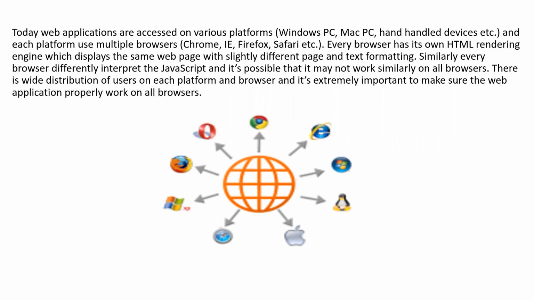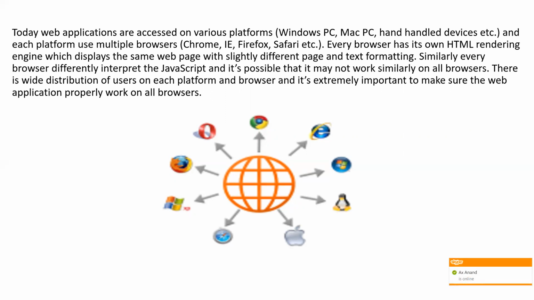Today, web applications are accessed on various platforms. As I told you, Windows PC, Mac PC, handheld devices like iPad and iOS, and Android devices, and each platform uses multiple browsers like Chrome, IE, Firefox, Safari, etc. Every browser has its own HTML rendering engine, which displays the same web page with slightly different page and text formatting. That is true because the render engine is nothing but a set of rules defined by the organization of the relevant browser. Based on those rules, your website will get rendered.